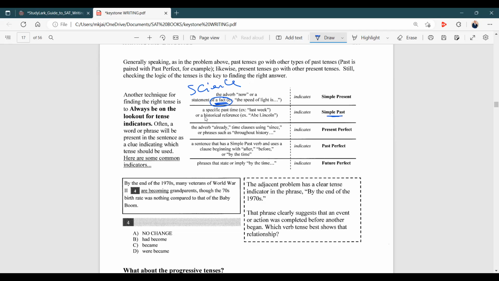Okay, simple past. Historical references referring to those who have already passed away. Actions in the past, but it has to be definite time, habibi. Okay, present perfect. Yes, you have since throughout history already. Okay, past perfect. Don't forget two actions.